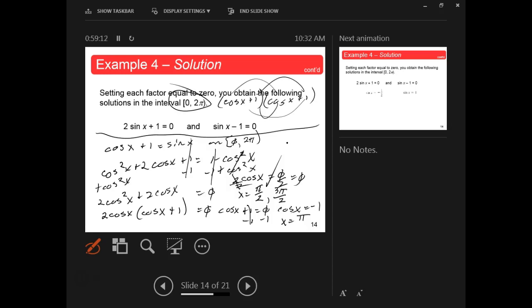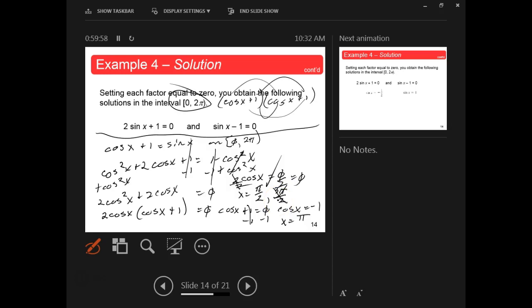Okay. What's cosine of 3 halves pi? Anyone know? See, what is the name of this course? Oh, trigonometry. We probably should know, shouldn't we? What's cosine of 3 halves pi? Zero. Okay. And 0 plus 1 is what? What is sine of 3 halves pi? Negative 1. 3 halves pi does not work.